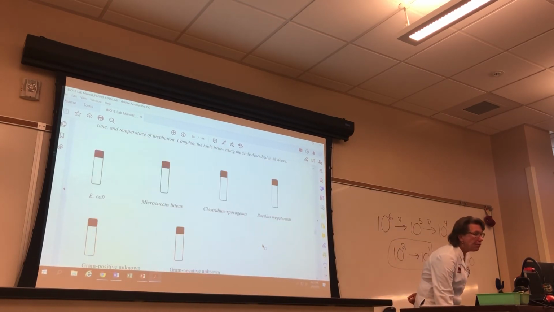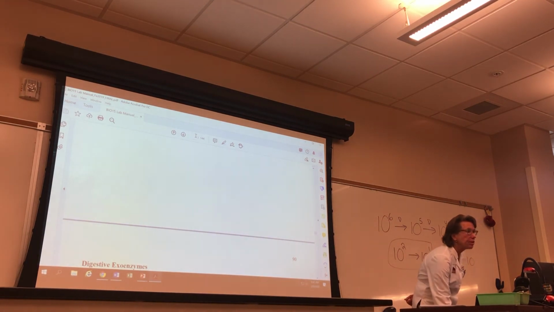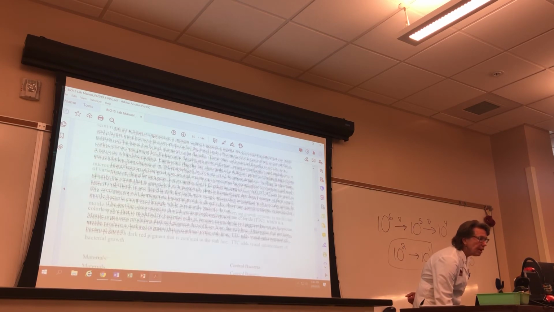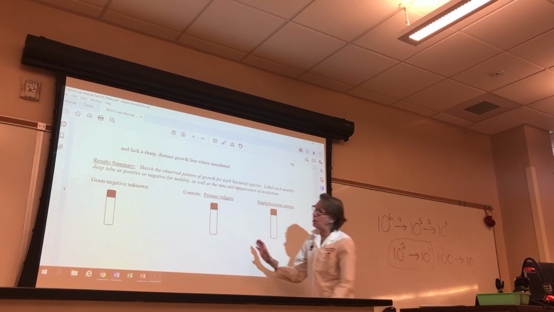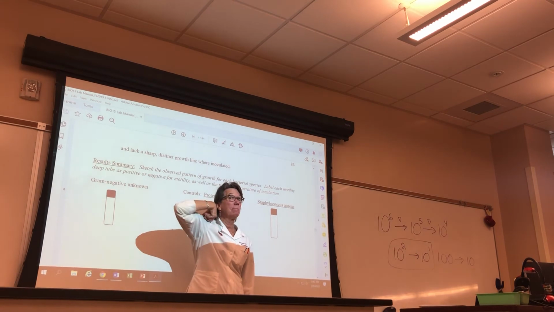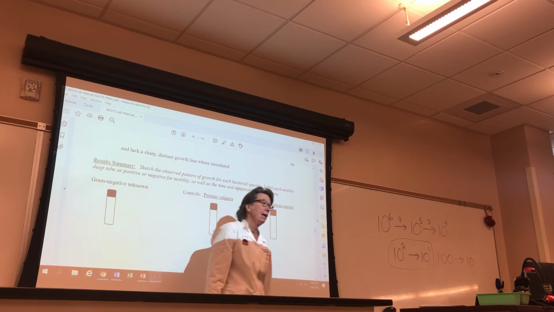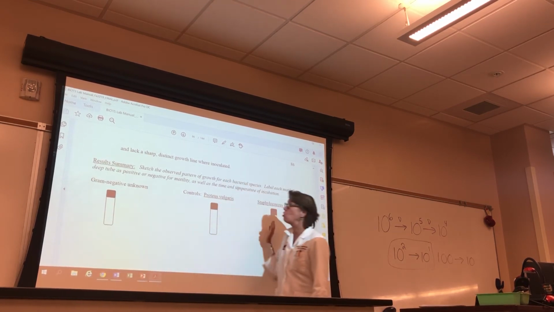Okay, and then finally the other lab that we set up was motility. Remember for motility, you set up your gram-negative unknown, and you did it with a stab. Do you remember that? You took a needle and you stabbed it into the media. And today you're going to compare your gram-negative unknown with two controls.